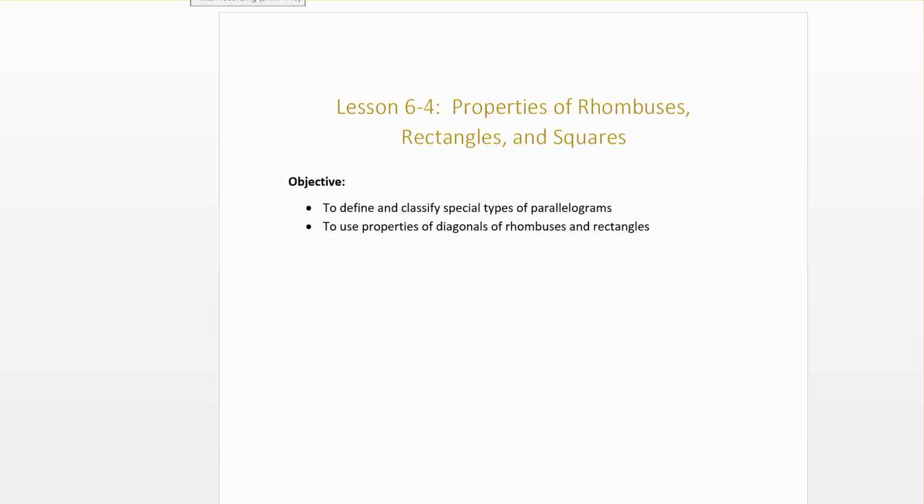Today we're going to look at lesson 6.4, properties of rhombuses, rectangles, and squares. And our objectives today are to define and classify special types of parallelograms and to use the properties of the diagonals of rhombuses and rectangles.